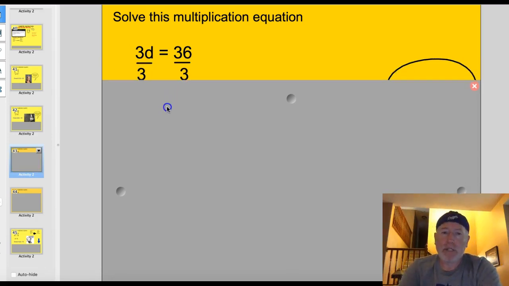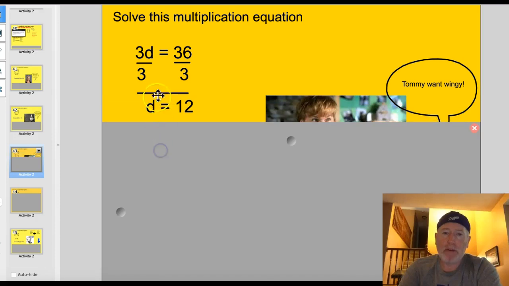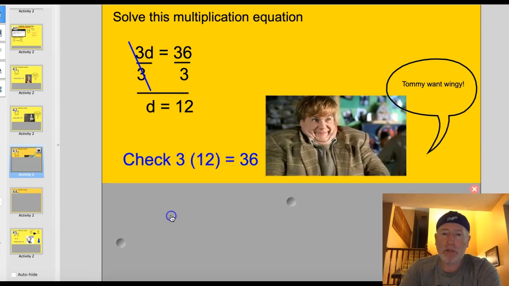All right, divide both sides by 3. The 3's cross off. You got d equals 12. Pop it in. 3 times 12 equals 36.